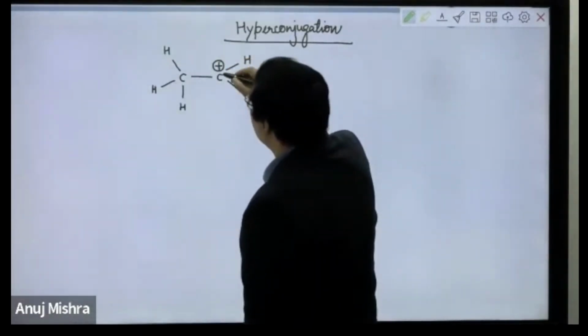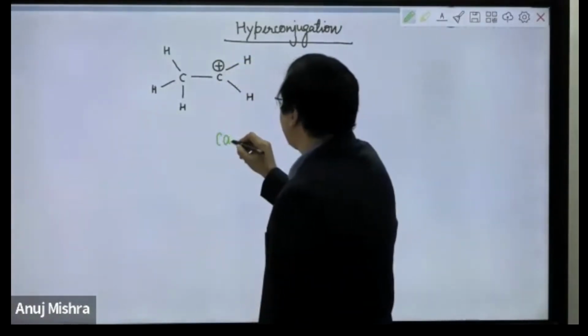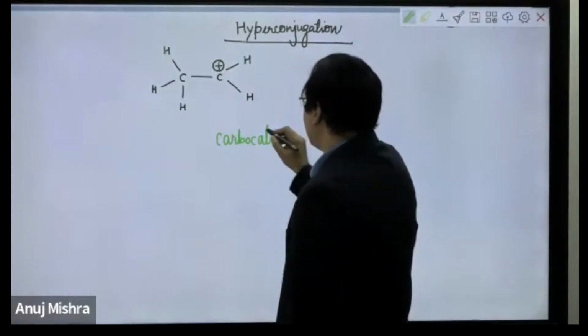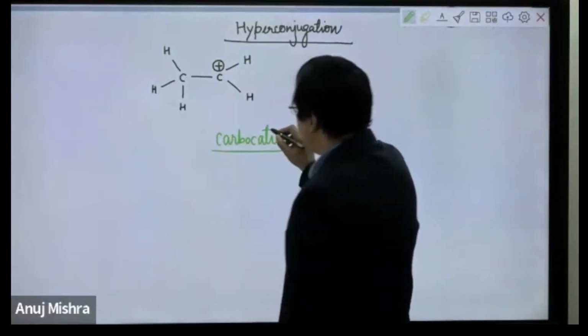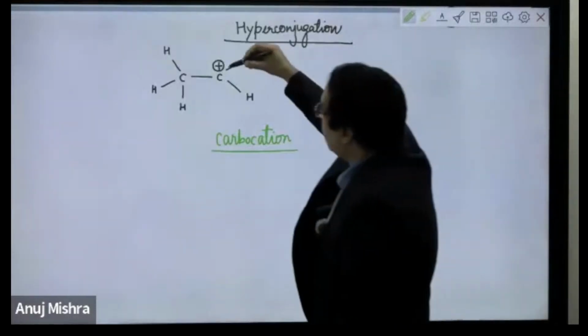What is this C plus called? This C plus is called carbocation, or you can say carbonium ion. The plus is basically positive. So, carbocation.